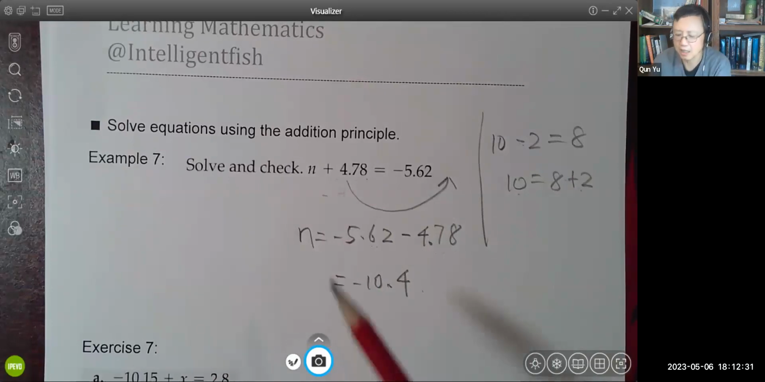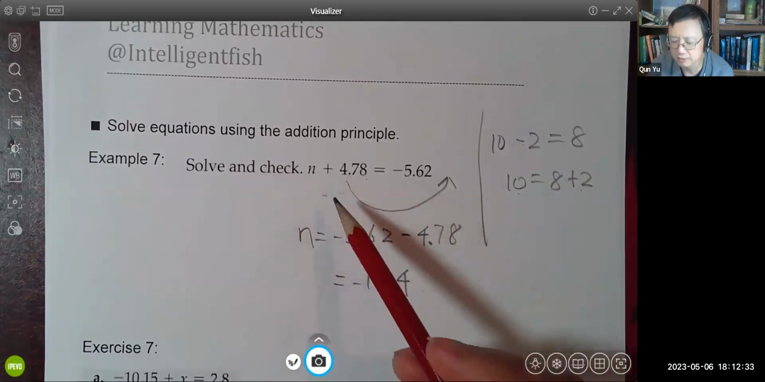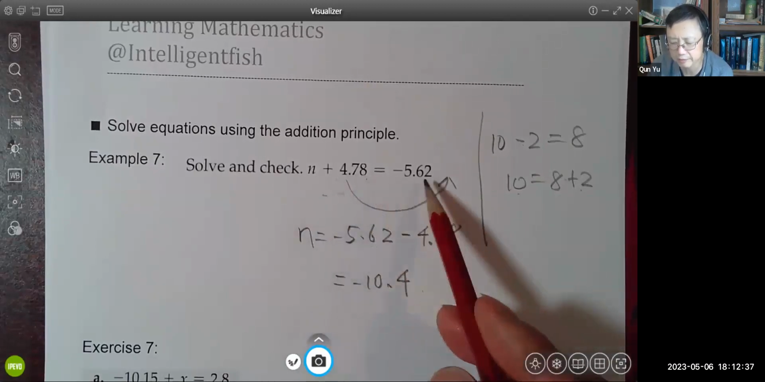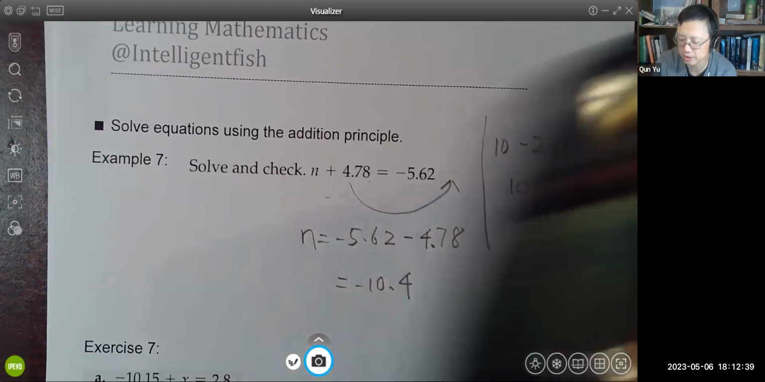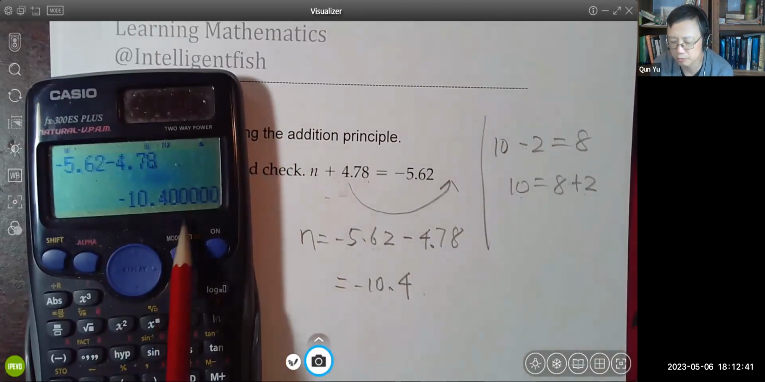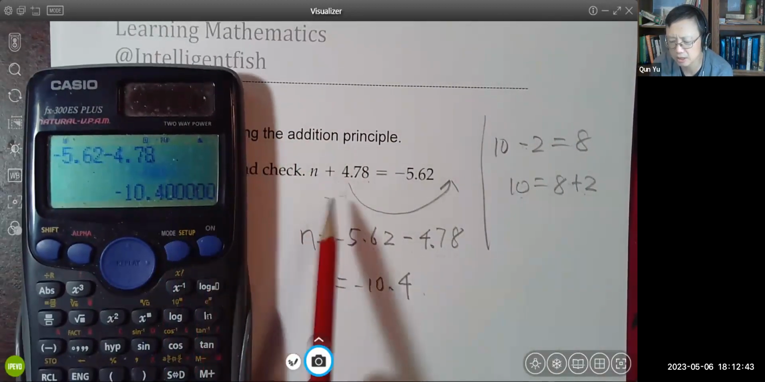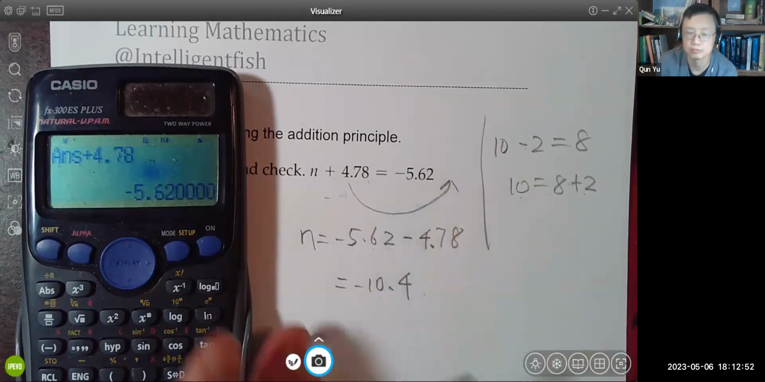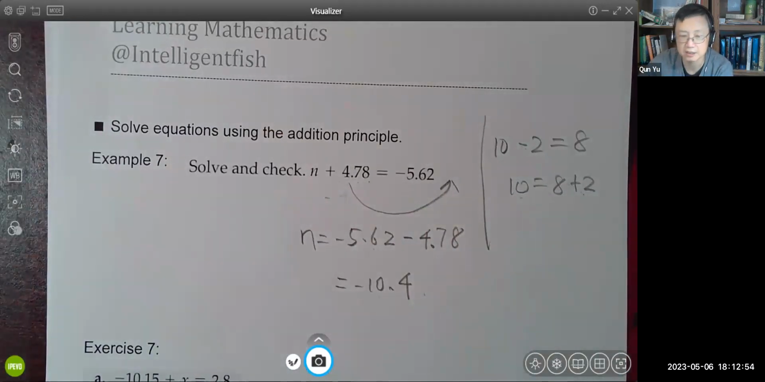It says solve and check. So if we replace n with negative 10.4 plus 4.78, we should get this number. So let's do it. So negative 10.4, I already have that on the screen. I just add 4.78 to it. Equals negative 5.62. That's the correct answer.